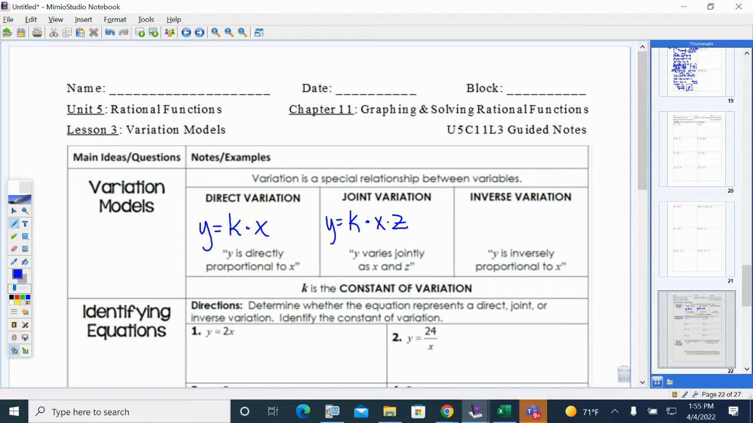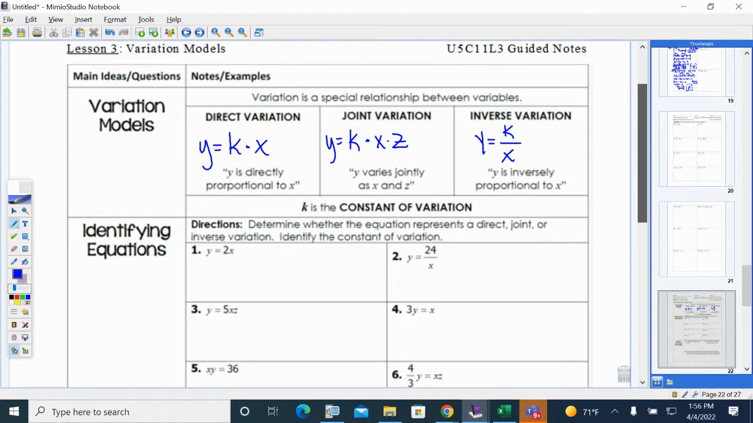And then we have something called inverse variation, where y is inversely proportional to x. So y equals k over x. And the way that I try to help kids remember this is to think of inverses. When we talk about inverses, one's in the top, one's in the bottom. Okay? So the y is whole, the x is in the bottom of that fraction. They're inverses of each other. Again, k is your constant of variation.